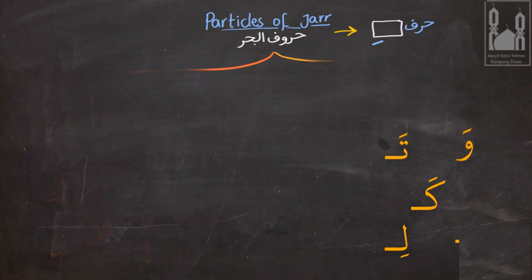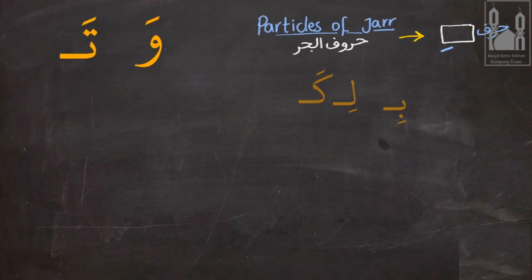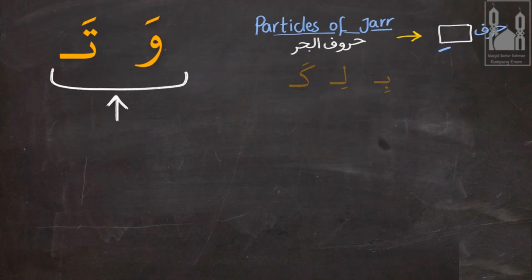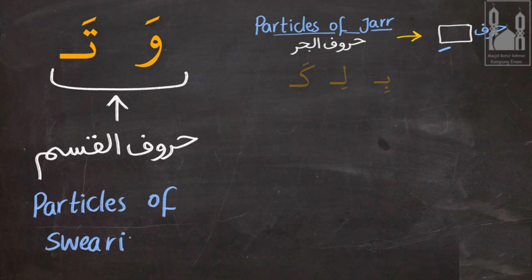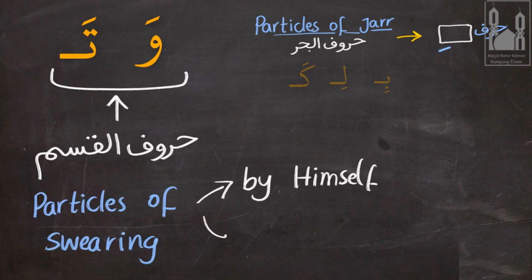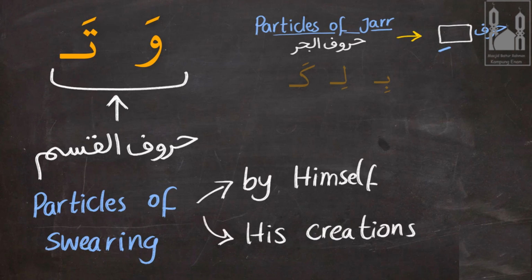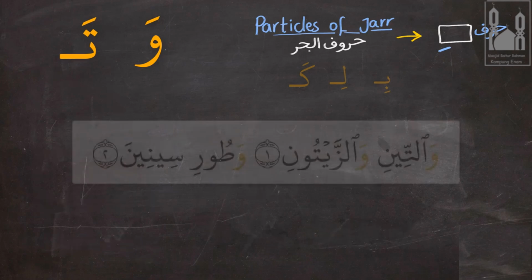First, the ta and wa will be discussed together. These two are called huruf al-qasam, or the particles of swearing, which are used in the Quran when Allah swears by Himself or any of His creations, like what we see in these examples.